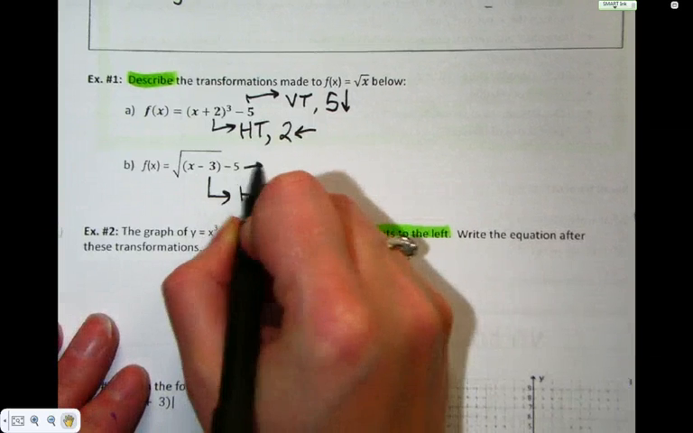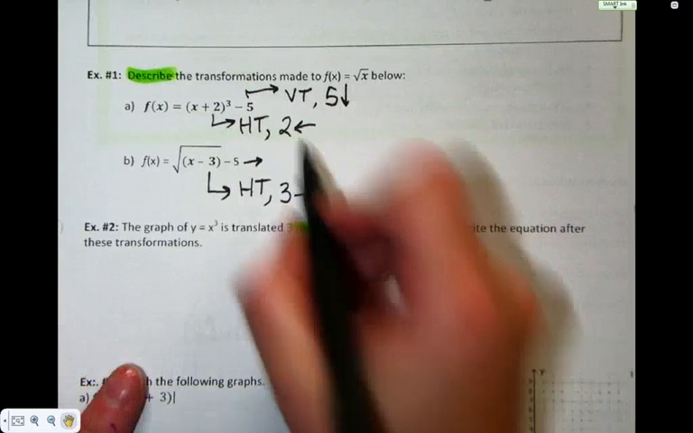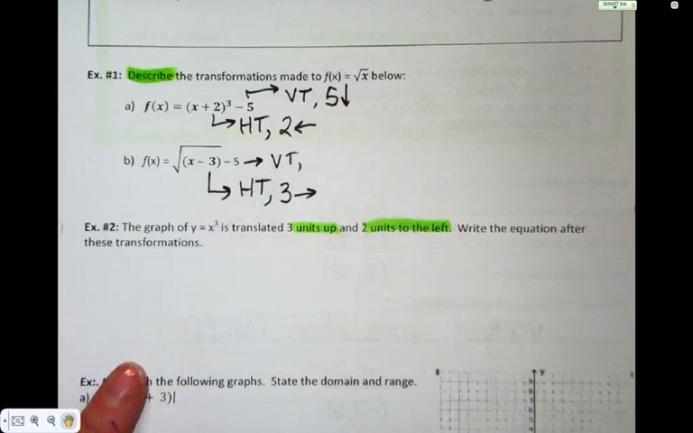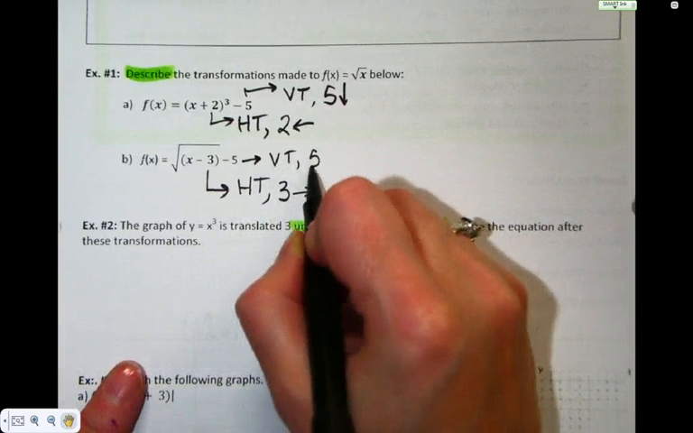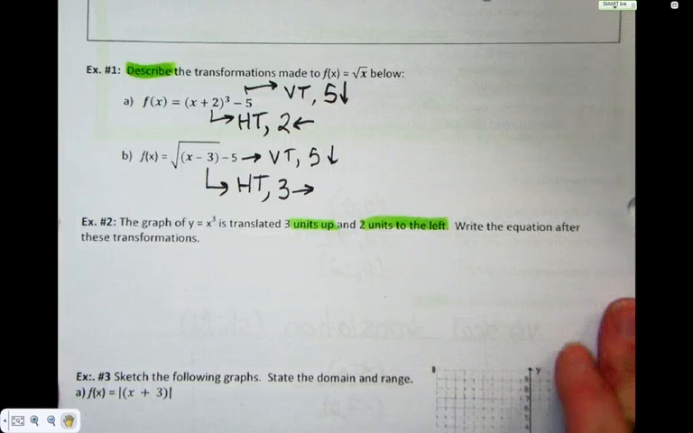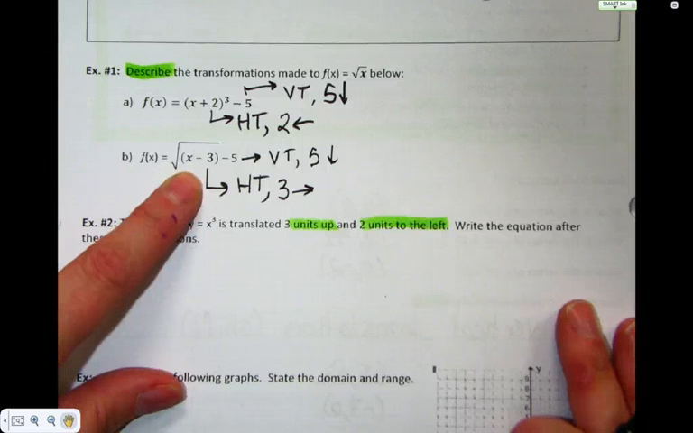The -5, is it inside brackets or outside brackets? Outside, that means it is a VT, 5 units down. It's exactly what it was with parabolas. All we're doing is we gave you a cubic for the first one and a square root for the second one.